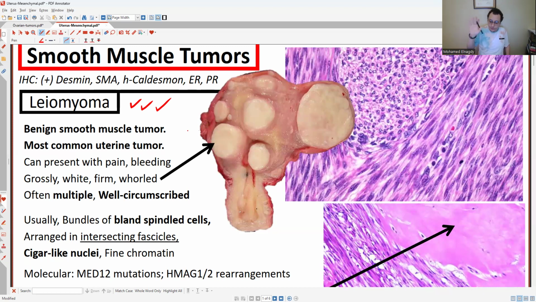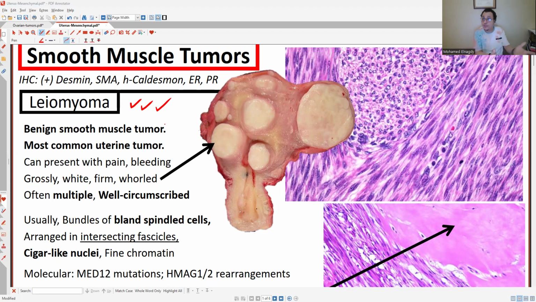Let me ask a question first. Does anybody know what is the most important histopathological feature to differentiate leiomyoma from leiomyosarcoma? Is it necrosis? Coagulative necrosis, not any necrosis. Coagulative necrosis, but good, that's a good shot, because you might end up having a question.